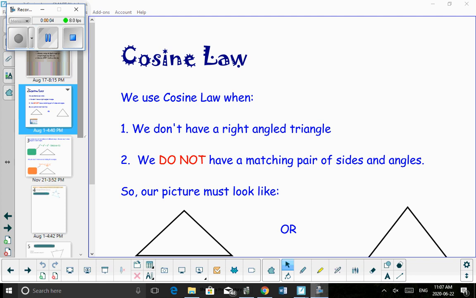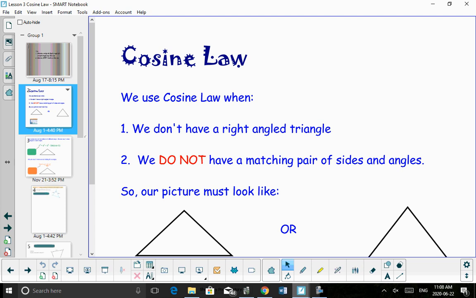Okay guys, so in our last video, I introduced what to do in trigonometry when you do not have a right angle triangle. So the first rule we talked about was sine law. Remember, sine law is used when you have a full match and then you have half of a match. So you have a matching side with its matching angle, and then you have half of the other. So you either have the side but no angle, or you have the angle but no side.